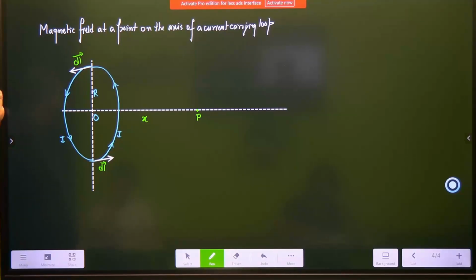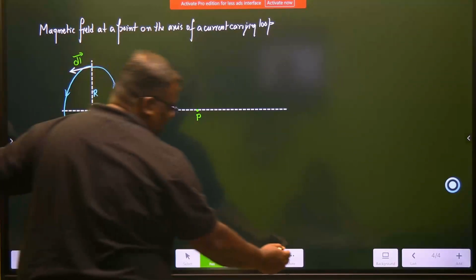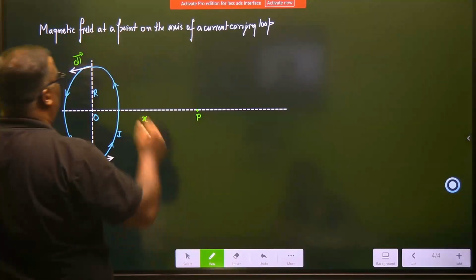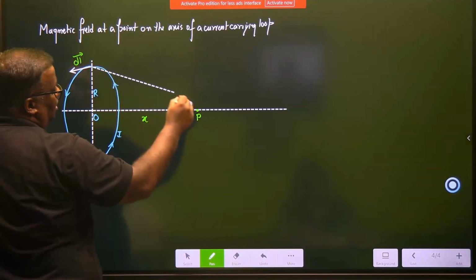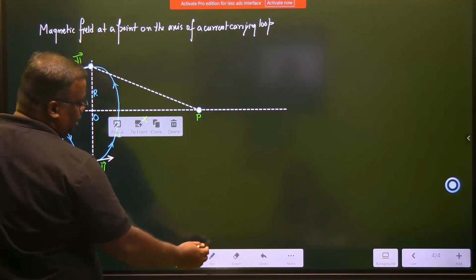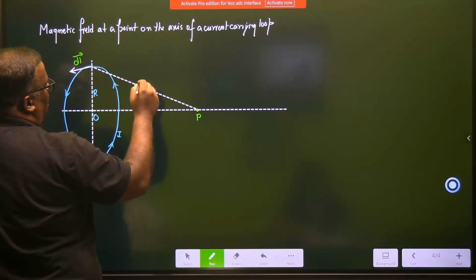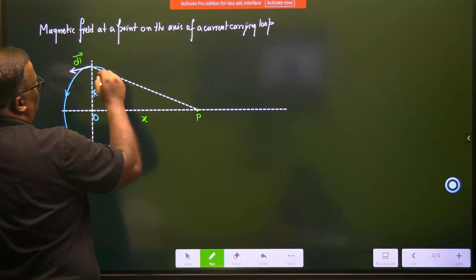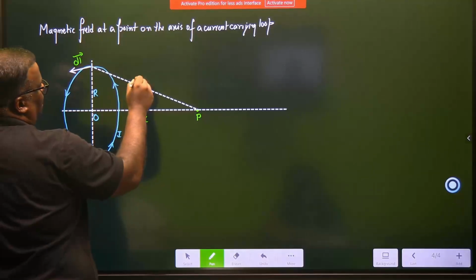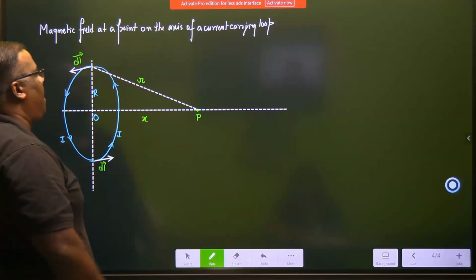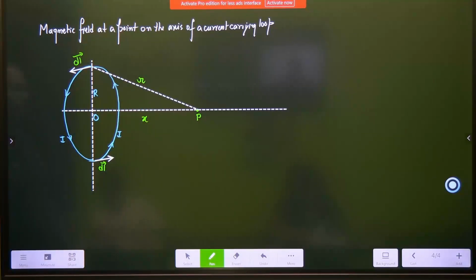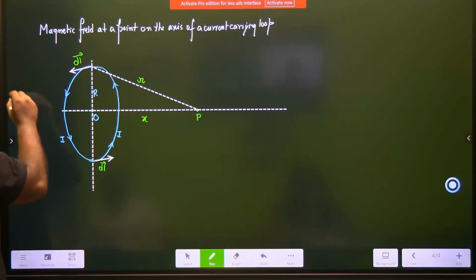Now, if you go by Biot-Savart's law, what all did you take? You had a DL, then you had a displacement vector from DL to the point where you were finding the field. So we need a displacement vector. Let's create that arm also, from here till P, and we are taking this value as R. This is R.